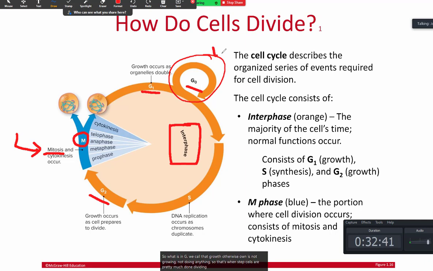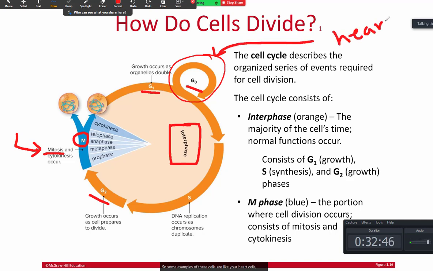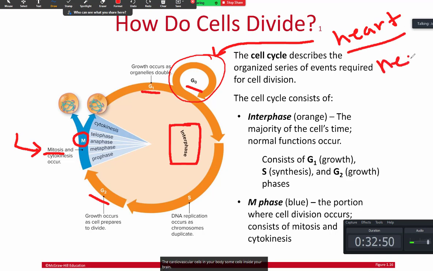Some examples of these cells are your heart cells, all right, the cardiovascular cells in your body, and some cells inside your brain, like some of the neurons in your brain. These cells generally are finite. So that's why when you hear about Alzheimer's or as you age, these very nasty neurodegenerative diseases consume and decay the neurons, it's so sad because we only have so many neurons in our brain, and as you lose those neurons, then you lose the brain's cognitive function.